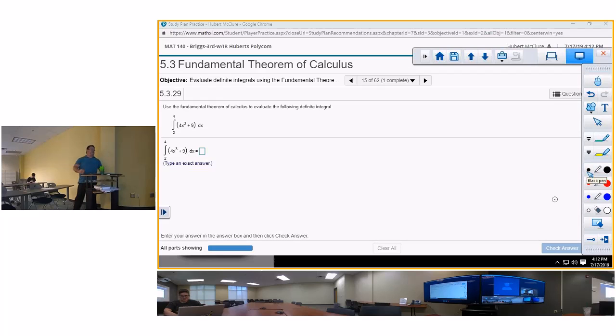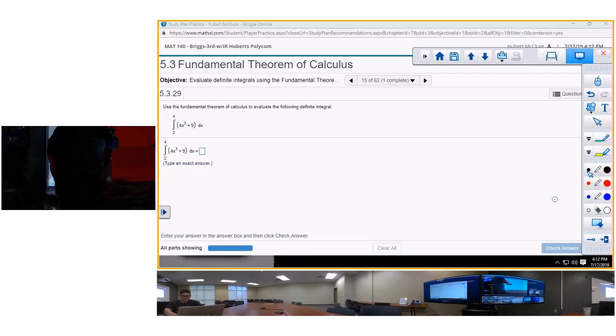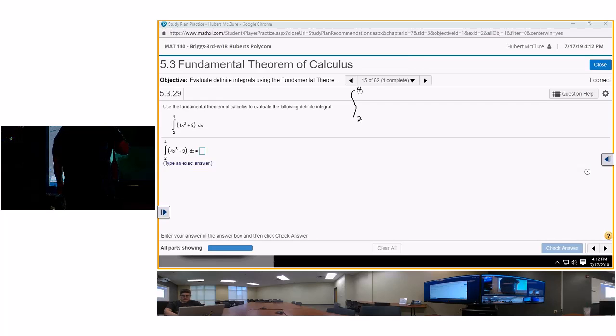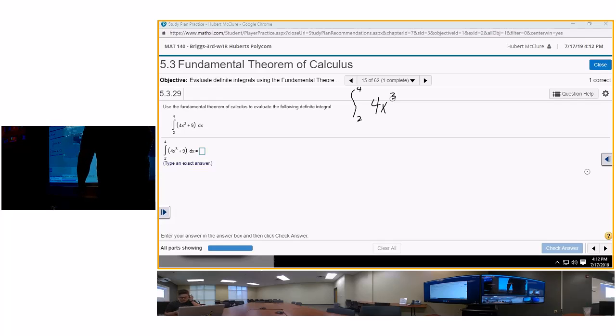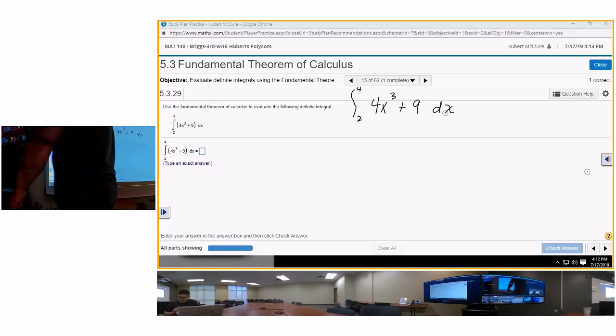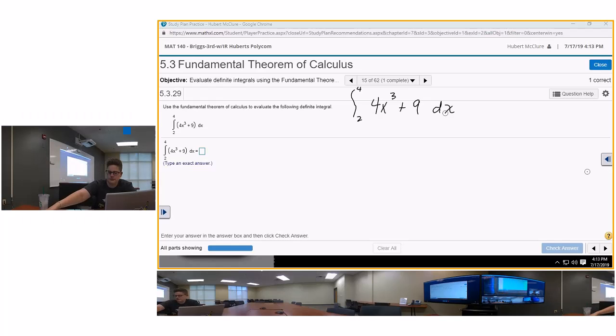All right, so here we are: the integral from 2 to 4 of 4x to the third plus 9, dx. I'll give y'all a couple of minutes.